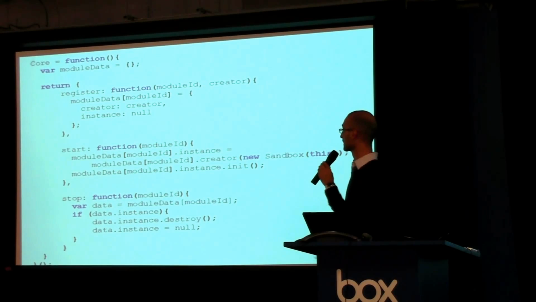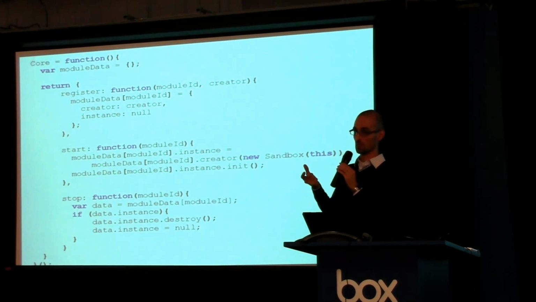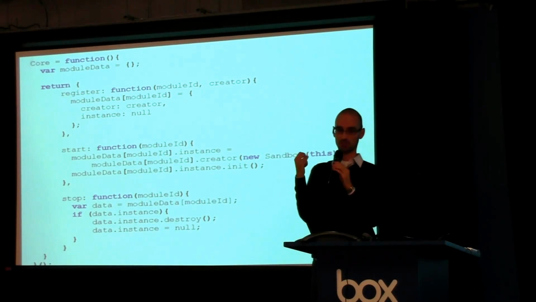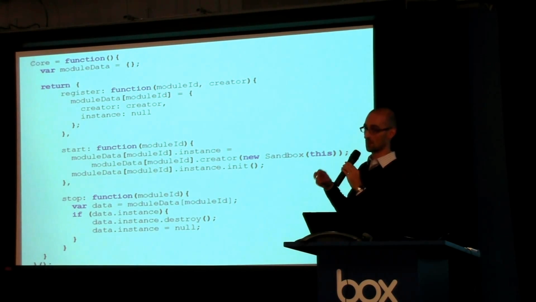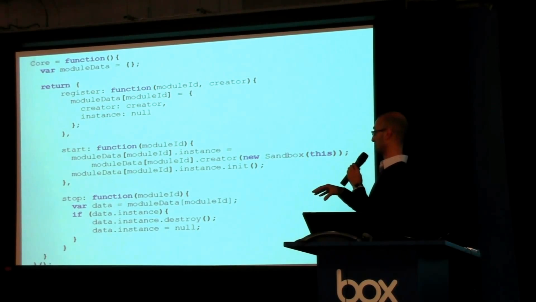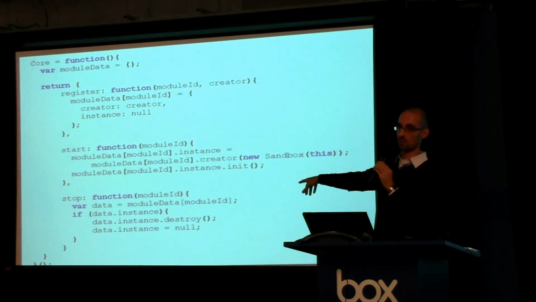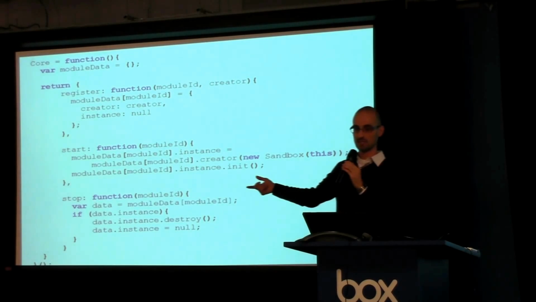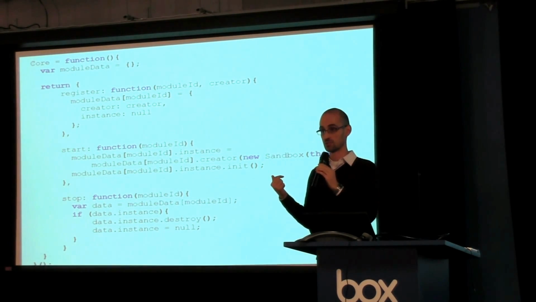Don't get too caught up in the actual implementation. It's not that important. But then when you start a module, you say, OK, I want to start this module ID, so I'm going to call the creator, and then I'm going to call an init on it. I'm going to create a separate sandbox just for that module, so it can play how it wants to. And then the opposite. When you want to stop something, you can say stop, module ID, call destroy on it, and then clean up any memory that's associated with it.